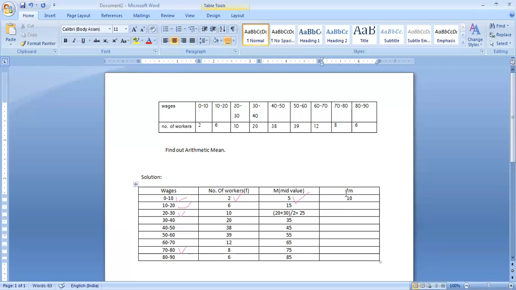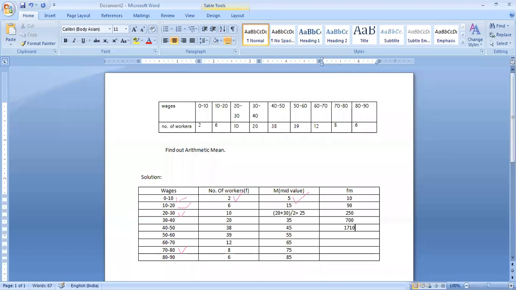FM means F into M. This column into this column. So 15 into 6, 90. 25 into 10, 250. 35 into 20, 700. 45 into 38. What is the answer? Please tell me. 45 into 38. 1710.